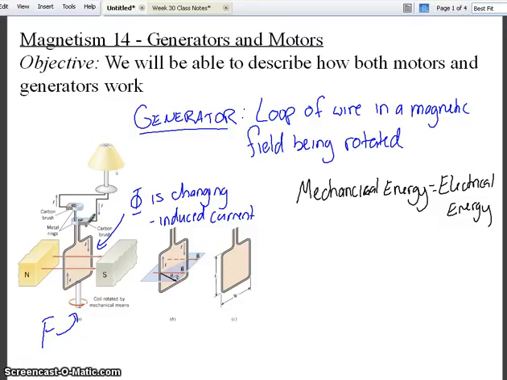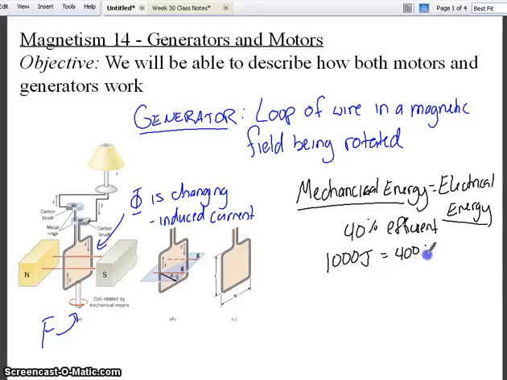So, a generator works by converting mechanical energy into electrical energy. Someone or something has to cause this thing to rotate, which will then provide a current in this circuit. And the sad part about it is, a good generator is about 40% efficient. Meaning if I put in 1,000 joules into rotating this thing round and round, I'll get out about 400 joules in electrical energy.